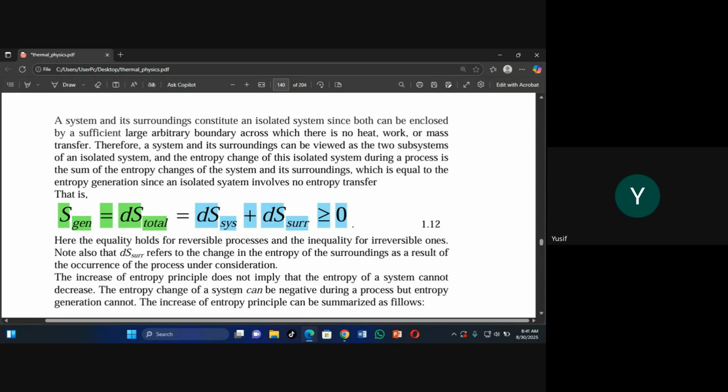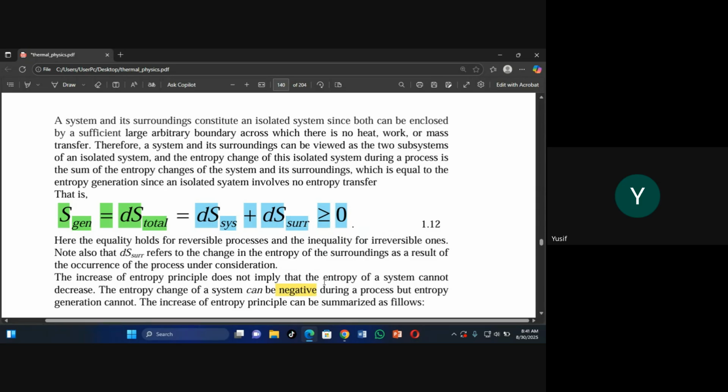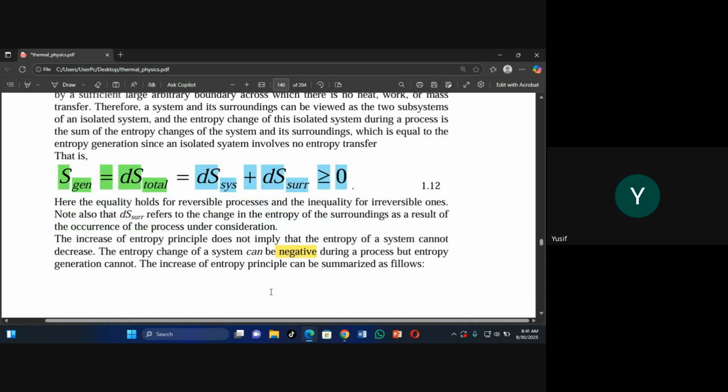Okay. I hope you are taking note of some of these things, because I initially stated that entropy can never be a negative value, but now they are giving us conditions where entropy can be a negative value. Okay. The increase of entropy principle can be summarized as follows.